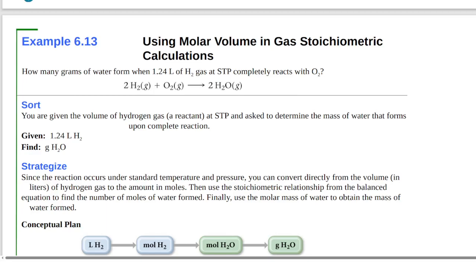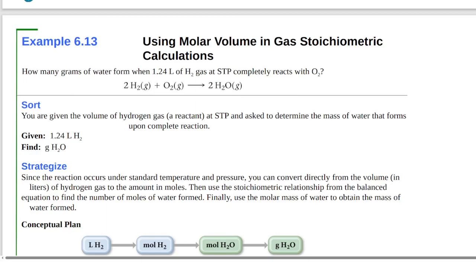Next, we'll look at example 6.13, using molar volume in gas stoichiometric calculations. So remember that at standard temperature and pressure, the molar volume of a gas is 22.4 liters. In other words, if we have 1 mole of gas at standard temperature and pressure, it's going to take up 22.4 liters of space, okay? And we can use that information as a conversion factor. So let's work this problem.